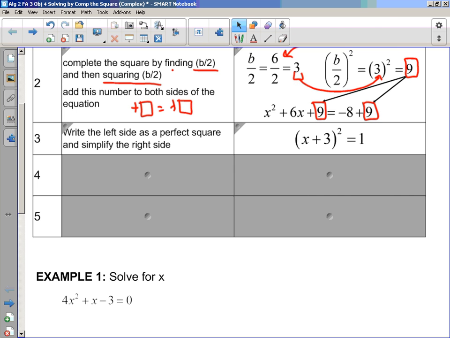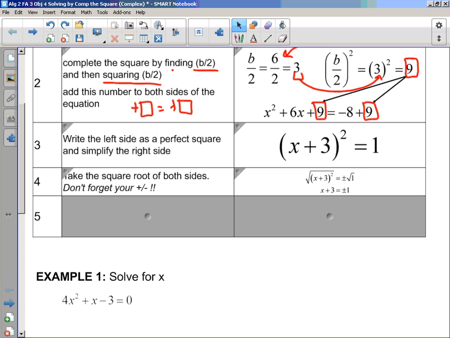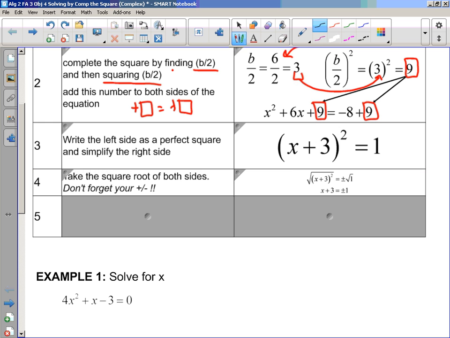Okay. Once we do this, then we take the square root of both sides, and when we do that, we try and remember our plus and minuses. And we simplify. So the square root cancels out the power of 2.